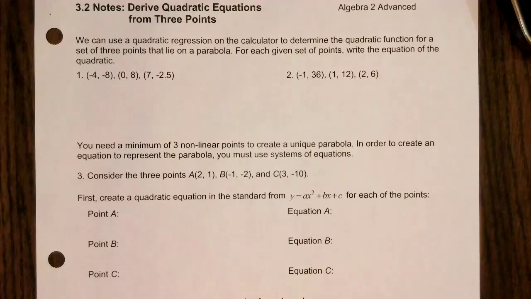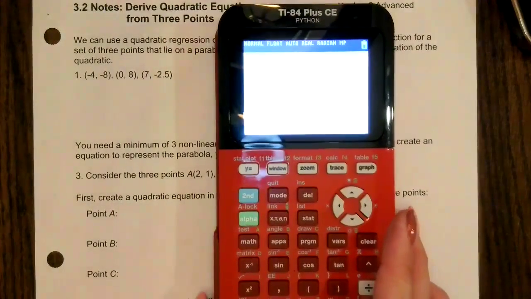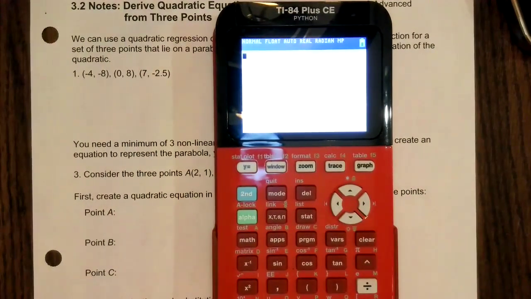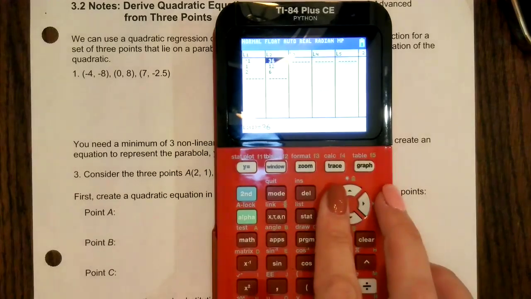So it says we can use a quadratic regression on the calculator to determine the quadratic function for a set of 3 points that lie on a parabola. For each given set, write the equation of the quadratic. So we're going to practice that from Unit 1 just to make sure we know how to do it from there. That's when we went stat and then edit, and we put in our 3 points.